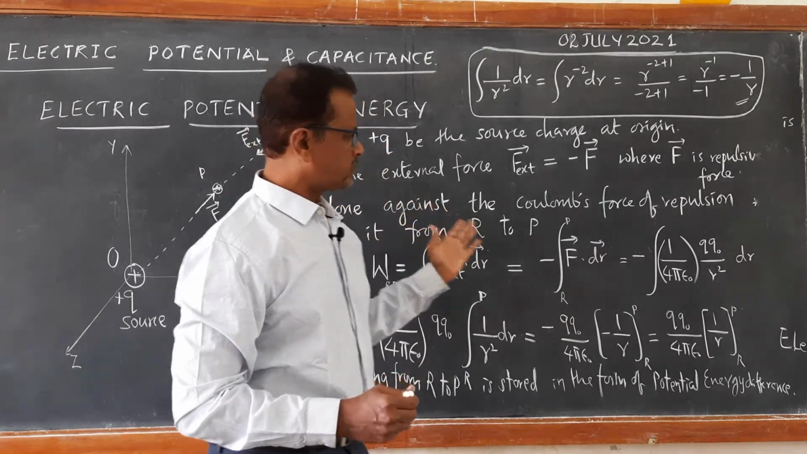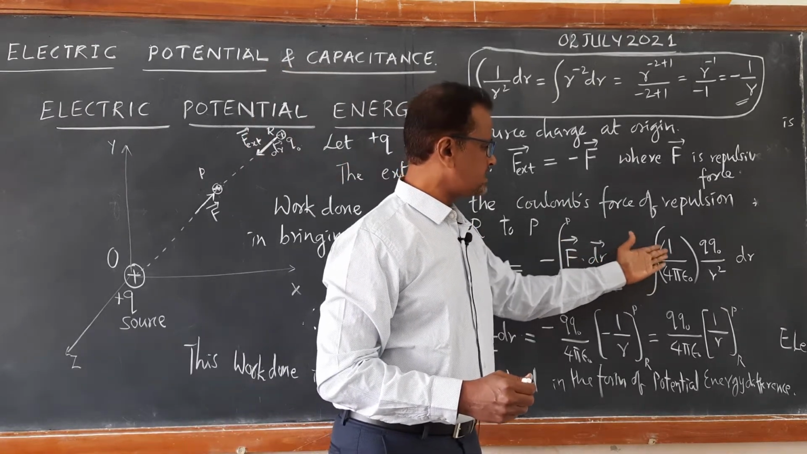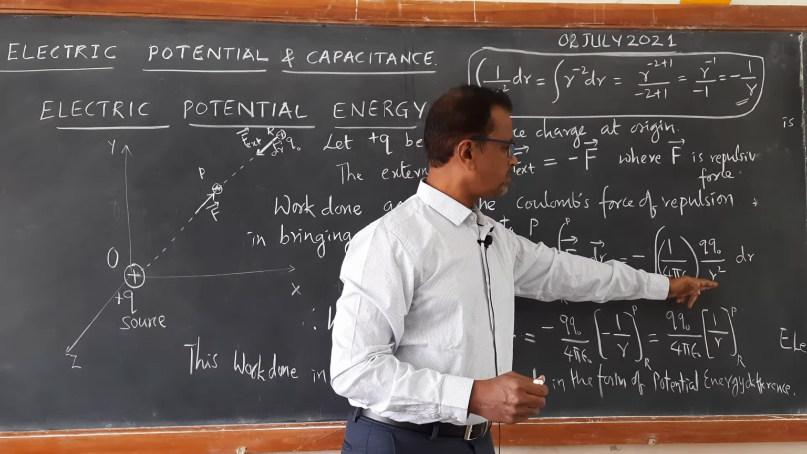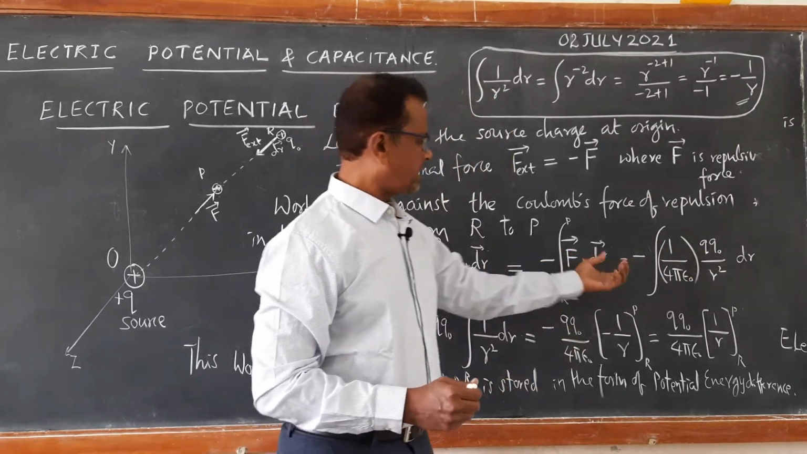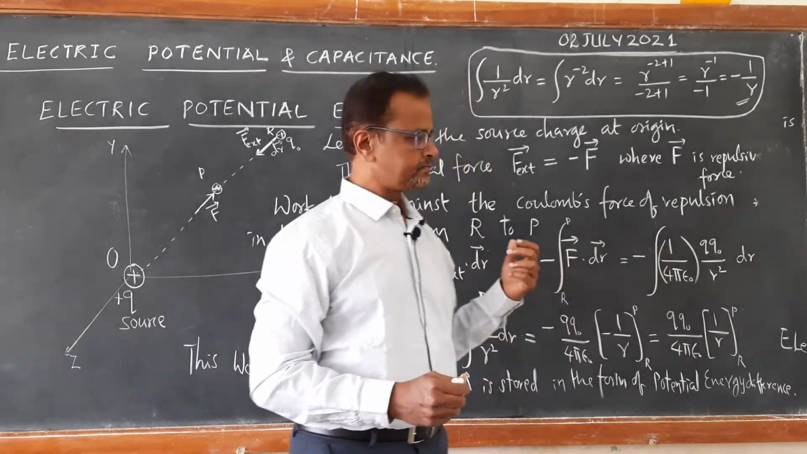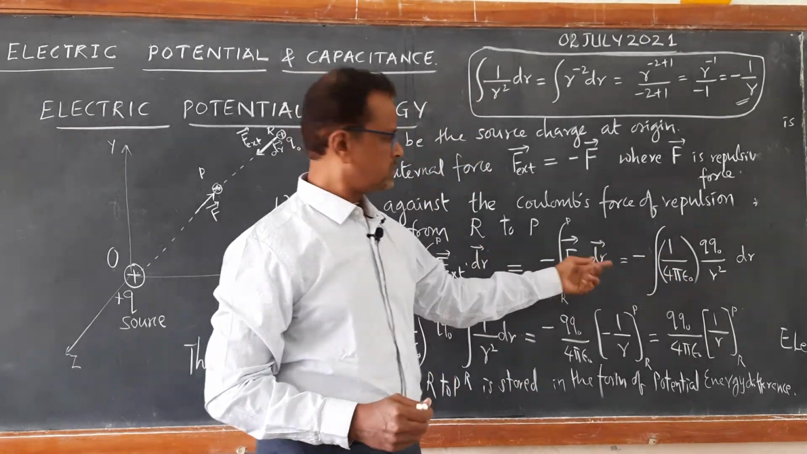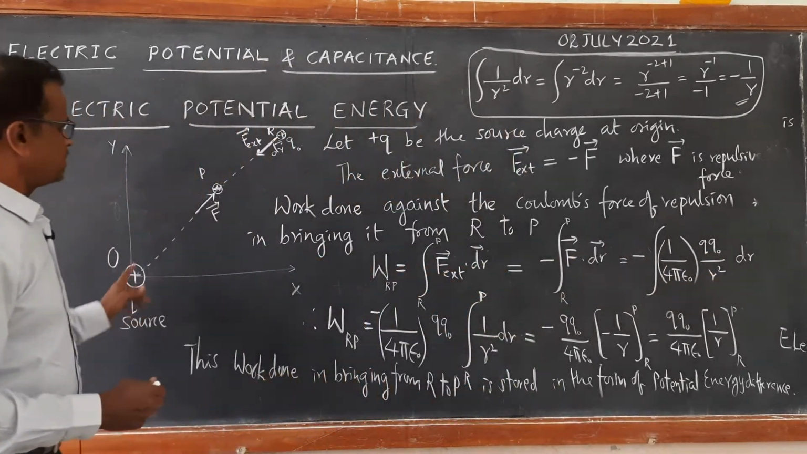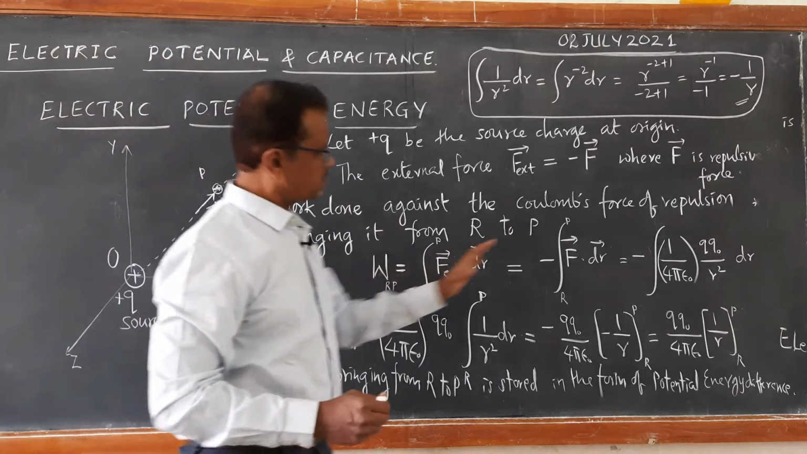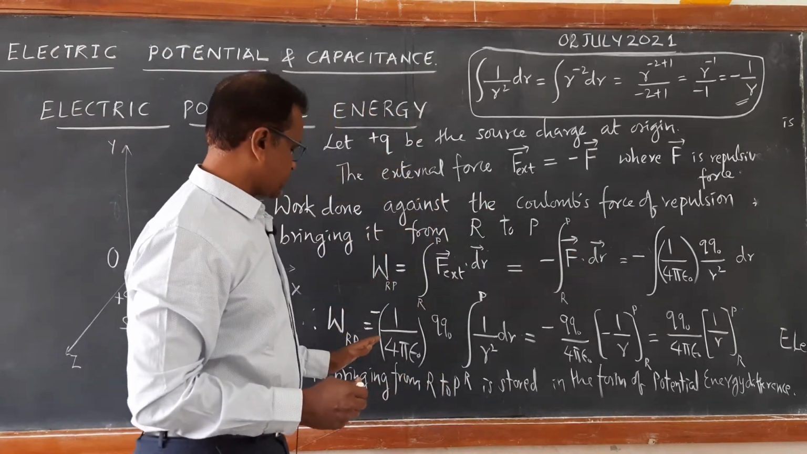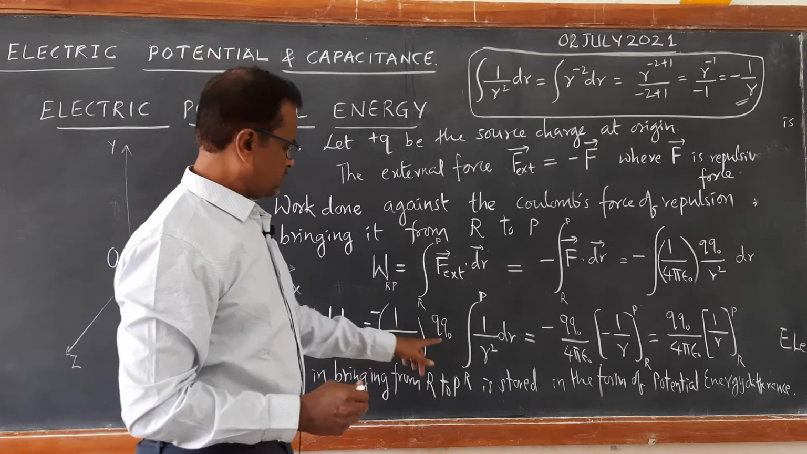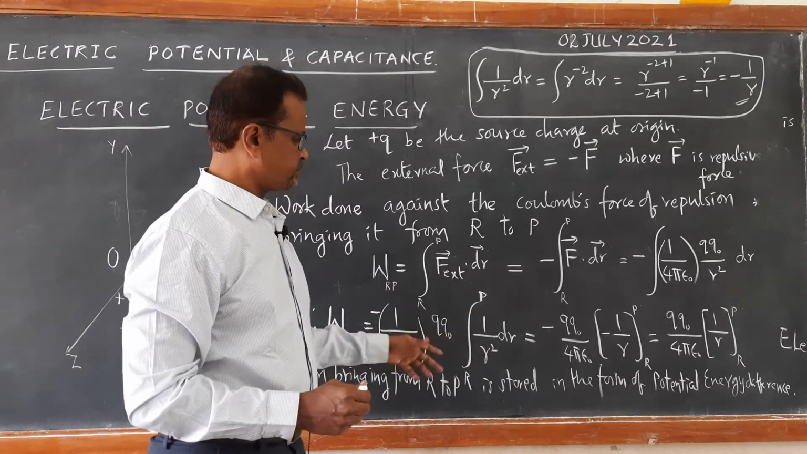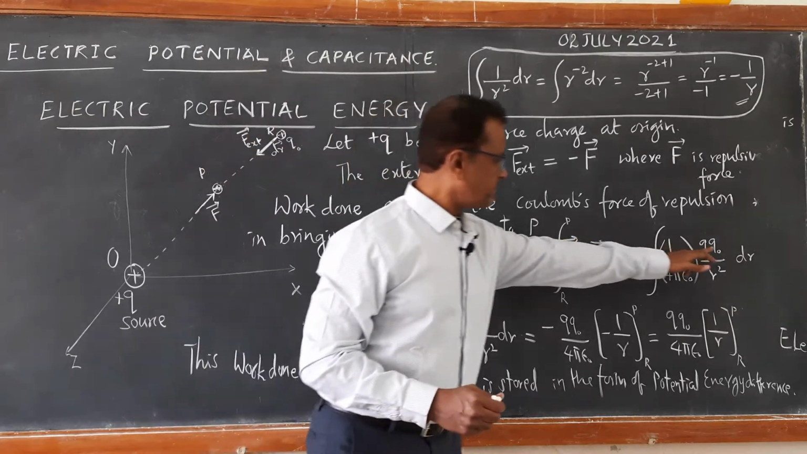Substituting the value of F, we get minus 1 upon 4 pi epsilon naught, Q Q naught upon R square dr, where I substituted Coulomb's force, and Q is the source charge and Q naught is the test charge. Now, when we integrate, Q Q naught upon 4 pi epsilon naught with the negative sign, being constant, we keep outside. We integrate 1 by R square dr.